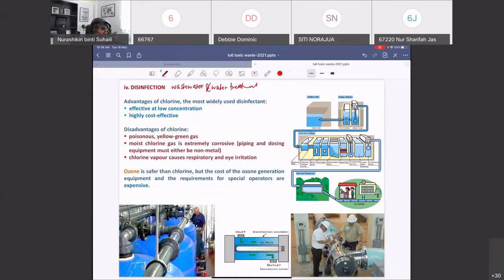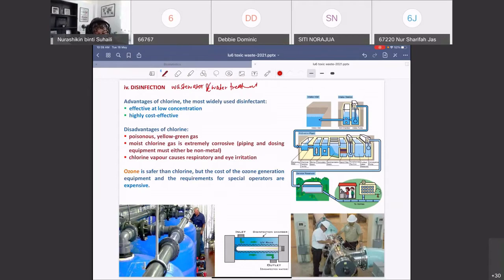But the disadvantage of chlorine is that it's a poisonous yellow-green gas. Although it is effective, for water treatment people still opt for chlorine because of the effectiveness and also the cheap price. But the disadvantage of chlorine is that it is actually poisonous, and also corrosive. It can also cause some health problems like respiratory and eye irritation, especially in extreme exposure.